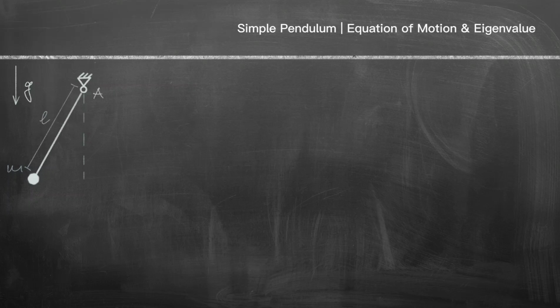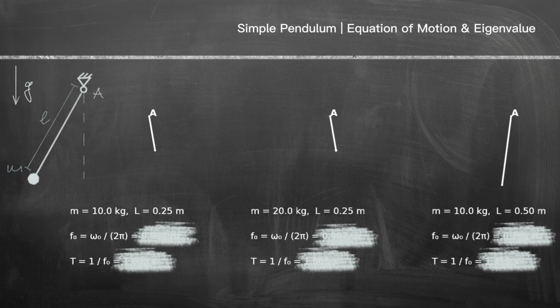Can you explain why, for a simple pendulum, the natural frequency and therefore the oscillation period do not depend on the mass, but only on the lever arm from the mass to the pivot point? In this video, we derive the equation of motion of the simple pendulum and show how the natural angular frequency can be obtained from it.